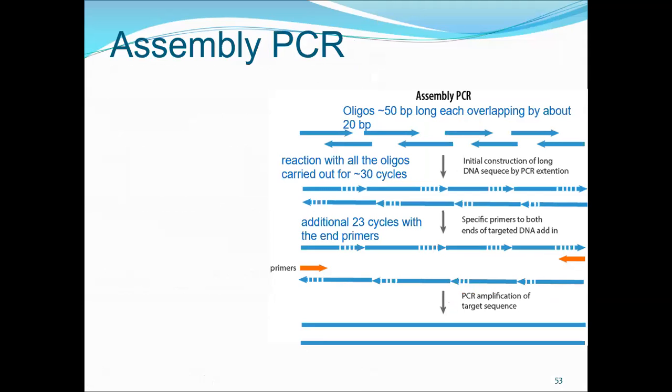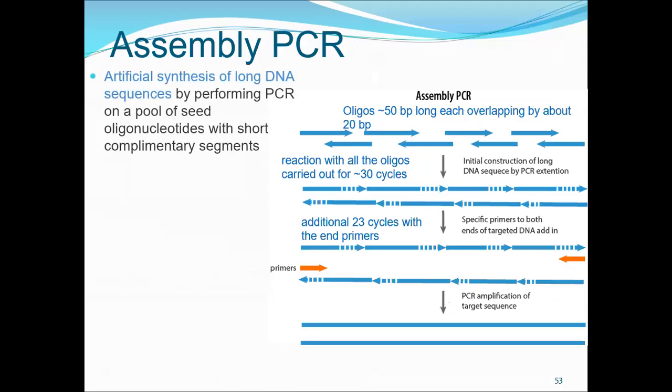Then comes the assembly PCR. So assembly PCR is something where you artificially construct a long stretch of DNA from small oligos. So it is the artificial synthesis. This artificial synthesis of long DNA requires multiple oligos, which are around 50 base pairs in length, and they have an overlap of around 20 bases.